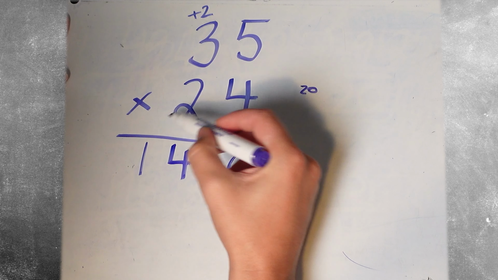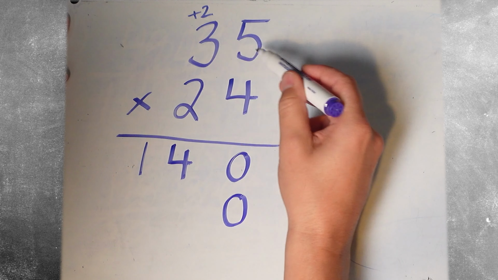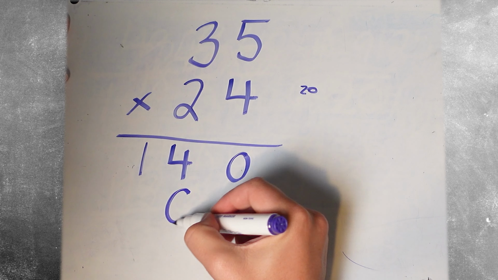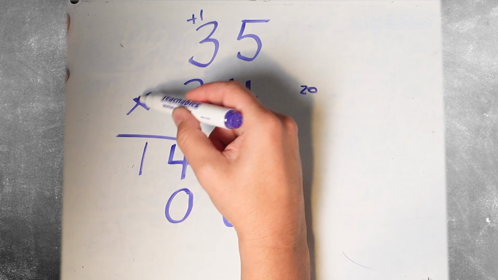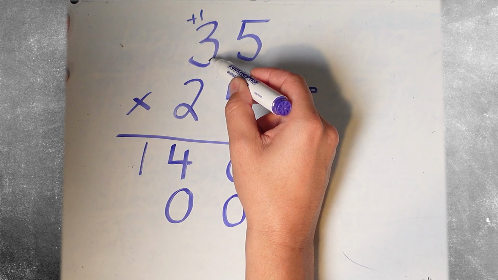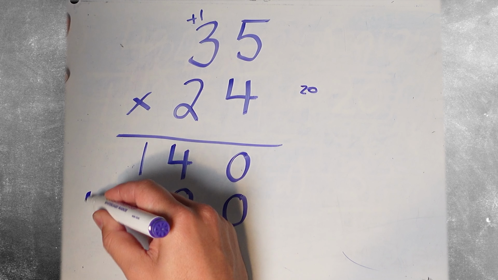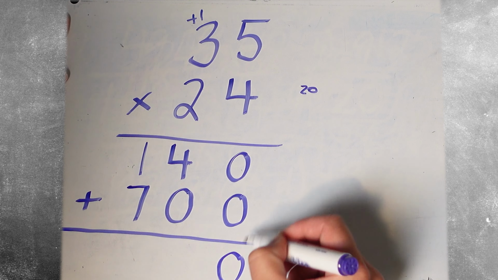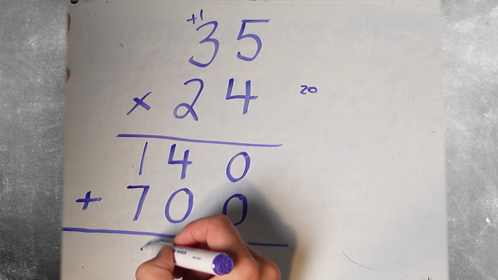Now dealing with the tens, so we have to put that 0 down. 2 times 5 is 10. Once again, putting the 0 here and the plus 1 here. 2 times 3 is 6, plus 1 is 7. Now we're ready to add them together. 0 plus 0 is 0, 4 plus 0 is 4, 1 plus 7 is 8.